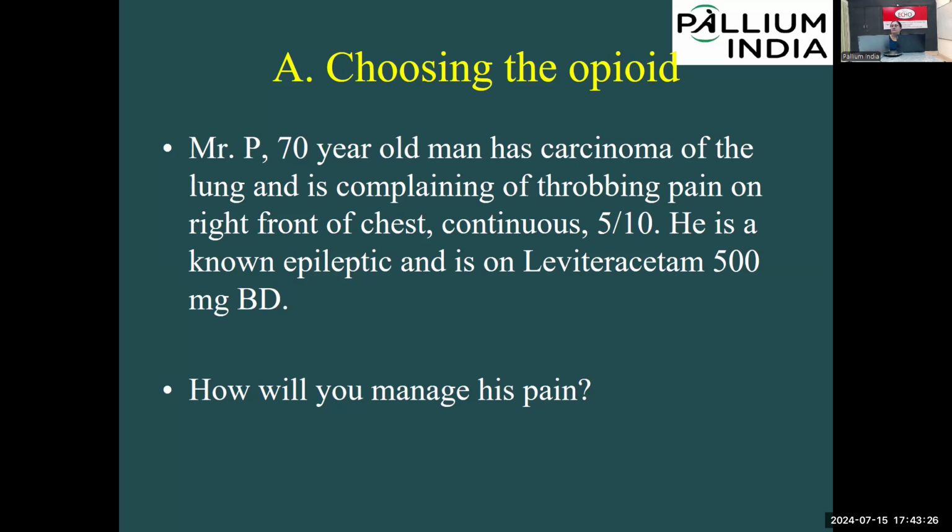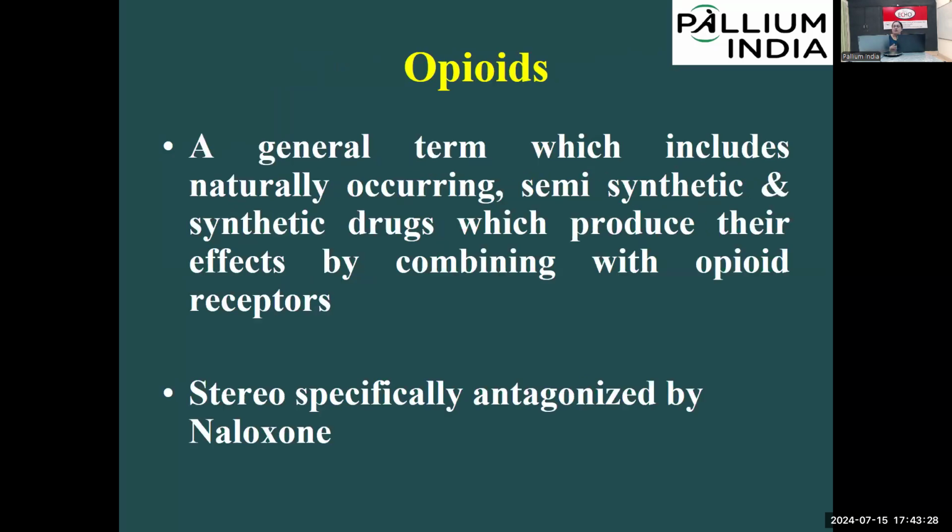So moving on, to know more about what opioids are. Opioids can be naturally occurring, semi-synthetic and synthetic drugs. Basically there are 2 characteristics for opioids. Opioids are drugs that produce their effects by combining with the opioid receptors, and their actions are reversed by naloxone. Stereospecifically, they are antagonized by naloxone.